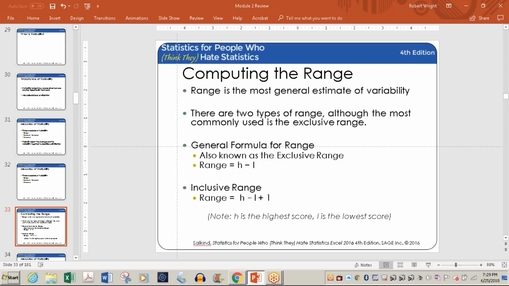And here's computing the range. Normally what you'll see in studies is what is called the exclusive range. Take the high score, subtract the low score, that's your range. You know, the high score was 97, the low score was 50, the range is 47.